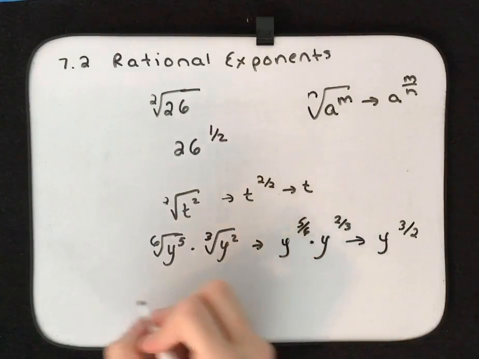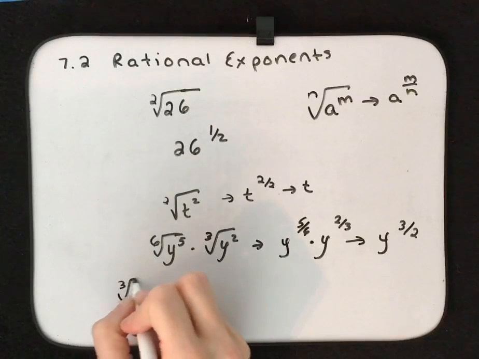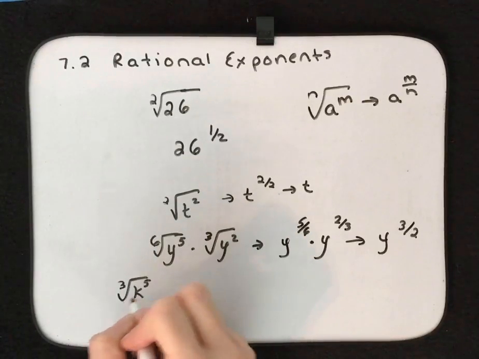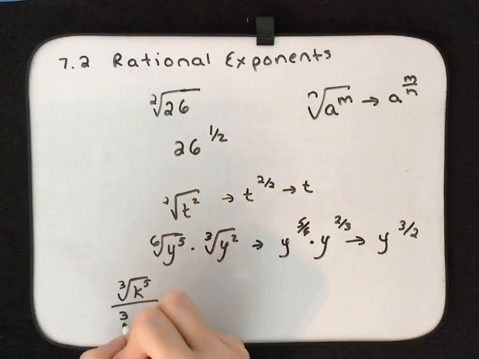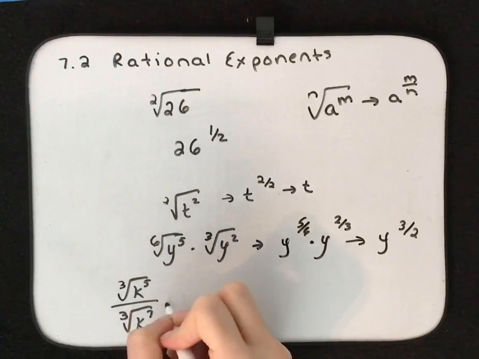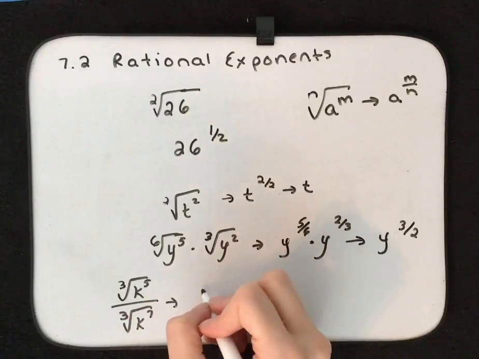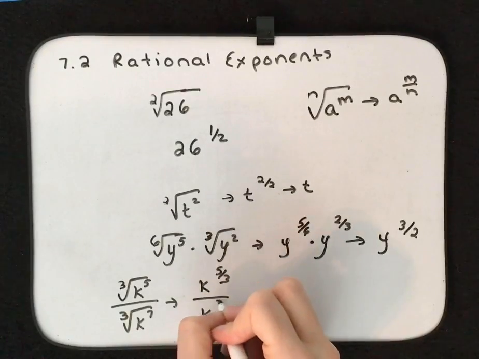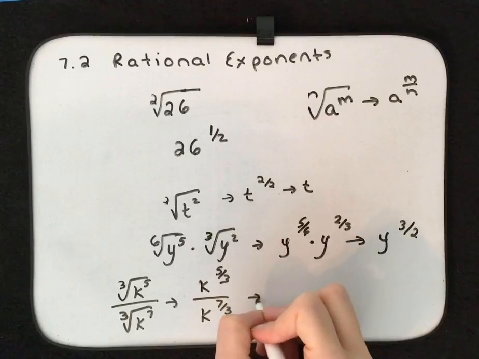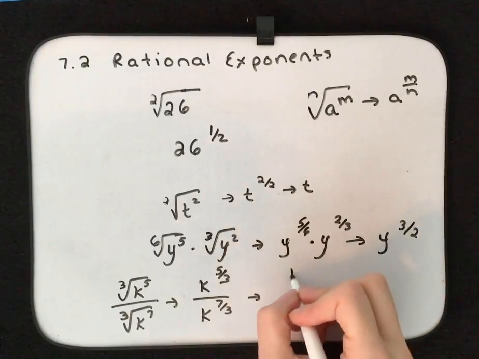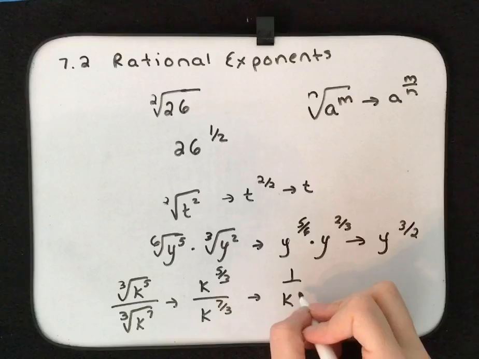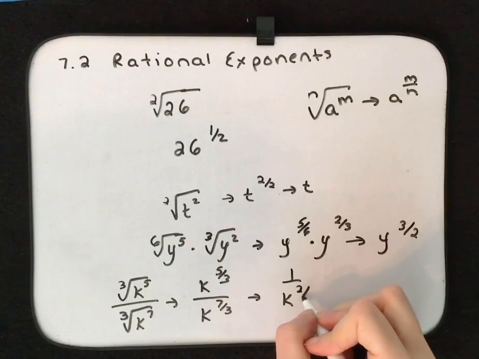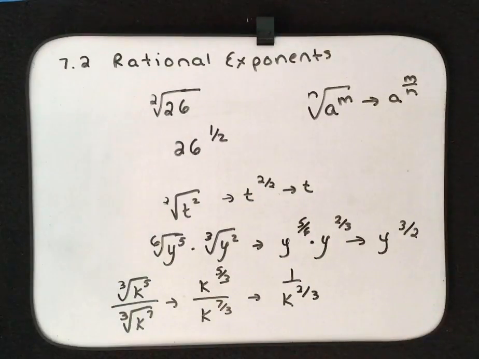If you have the cube root of, let's say, k to the 5th over the cube root of k to the 7th, you can change that to k to the 5/3 over k to the 7/3. You can subtract your exponents. There were more in the bottom to begin with, so 1 over k to the 2/3. So when you have a square root, you can also look at that as a fractional exponent.